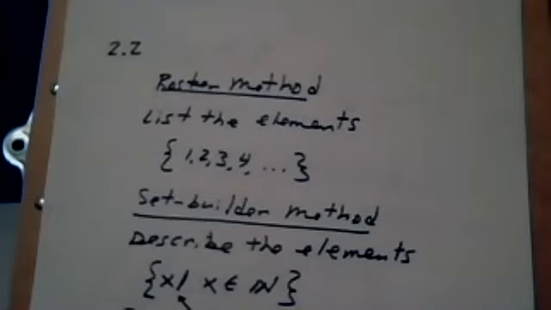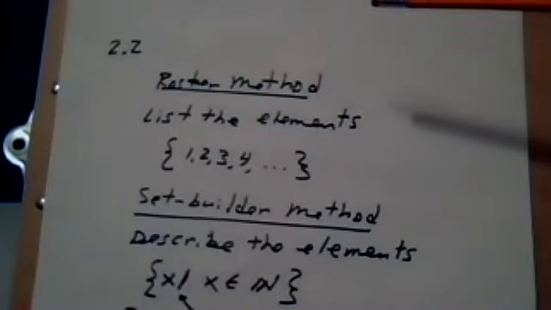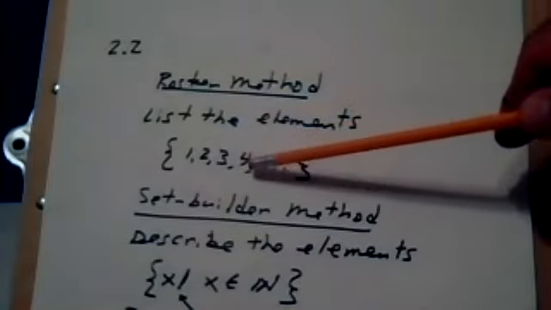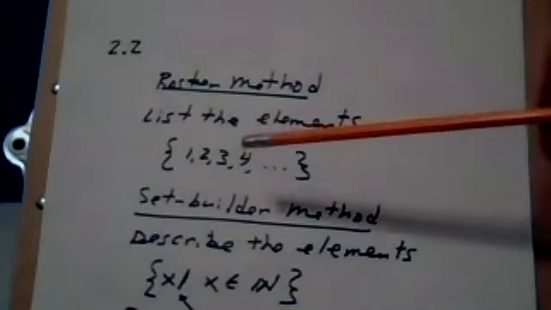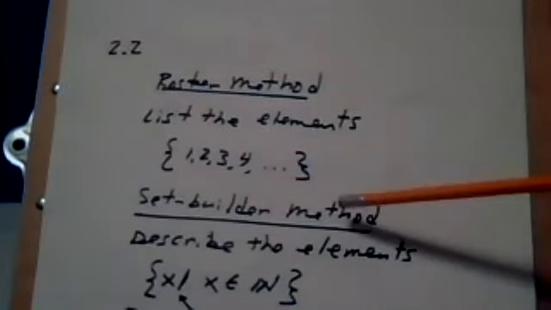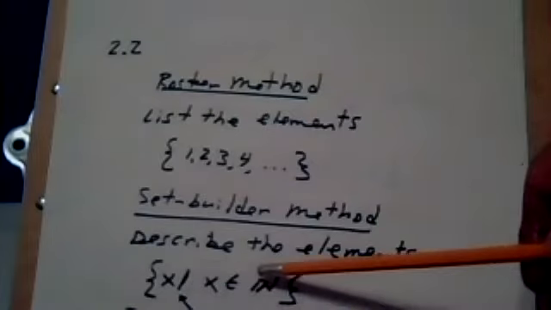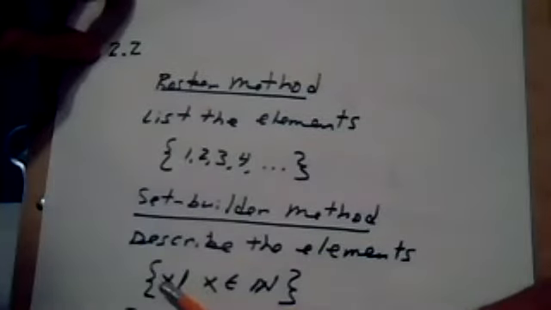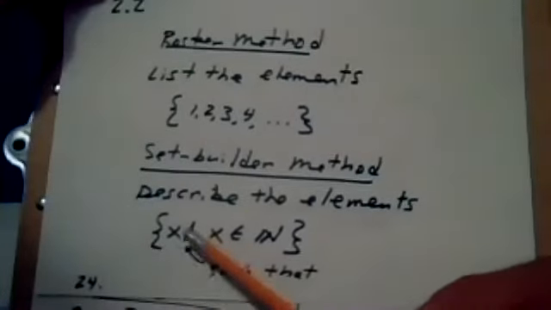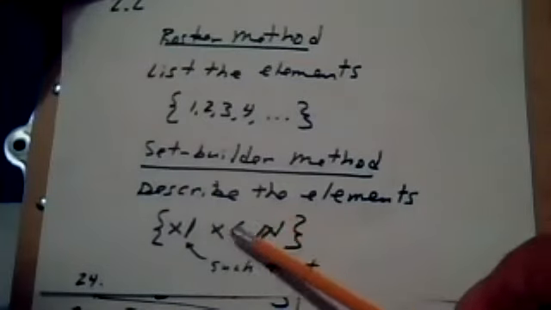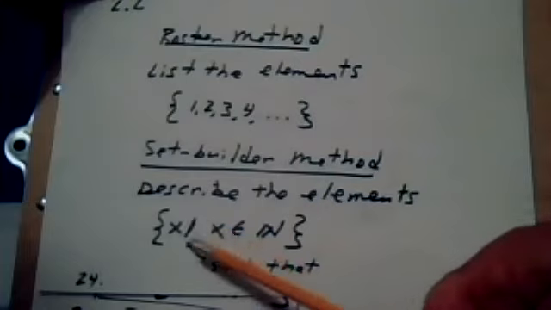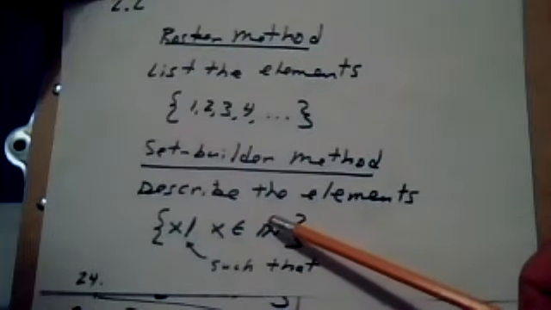We could identify sets two different ways. You can use the roster method, in which case you would list the members, the elements. You can actually see who the members are. In the set builder method, you don't identify the members, you describe them. And this is the way this reads: the members of this set are those X's such that those X's are members of the natural numbers. So you're just describing the members, but you are not listing them.